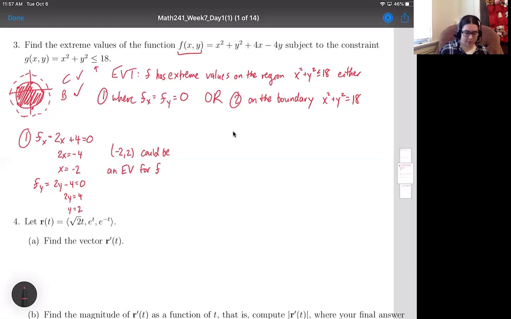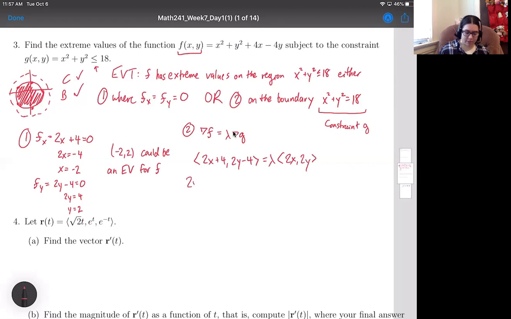And now I want to do the same thing with the other possibility, which is that I'm on the boundary. Now, if I'm on the boundary, then I can take this as my constraint and then just use Lagrange multipliers. So then I would have the gradient of f is equal to lambda times the gradient of g, where the gradient of f we've already calculated in finding those partials from the first method, as 2x plus 4, 2y minus 4, and then that should be equal to lambda times the gradient of x squared plus y squared, which should be just 2x, 2y.